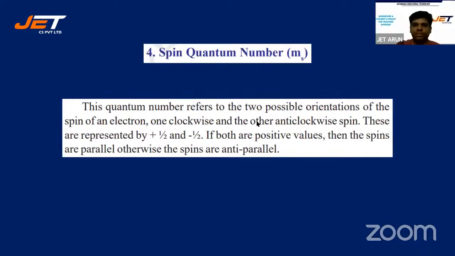The fourth quantum number, the spin quantum number ms, refers to the two possible orientations of the spin of the electron. One clockwise, the other anti-clockwise, or sometimes up and down in diagrammatic representation. These are represented by +½ and -½. If both are positive values, then spins are parallel, otherwise spins are anti-parallel.